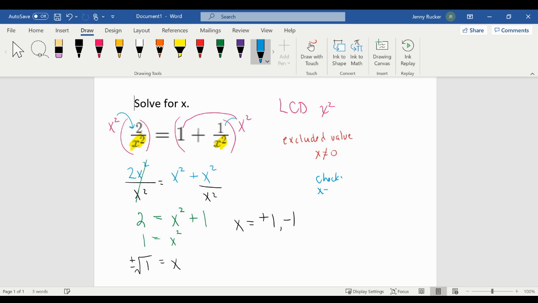First, we'll check x is equal to 1. So it's going to be 2 over 1 squared equals 1 plus 1 over 1 squared. So this is 2 equals 1 plus 1, so that checks.